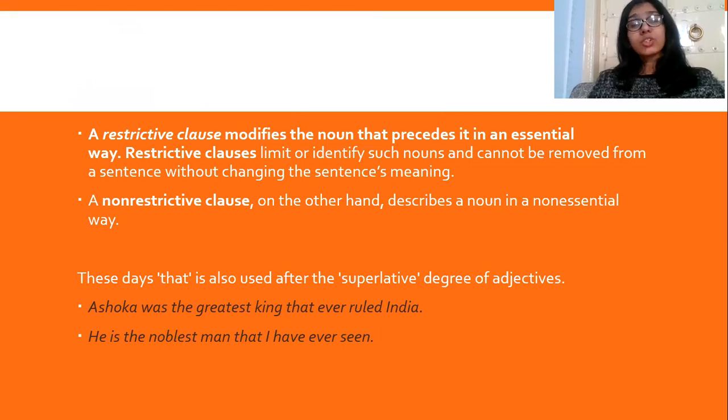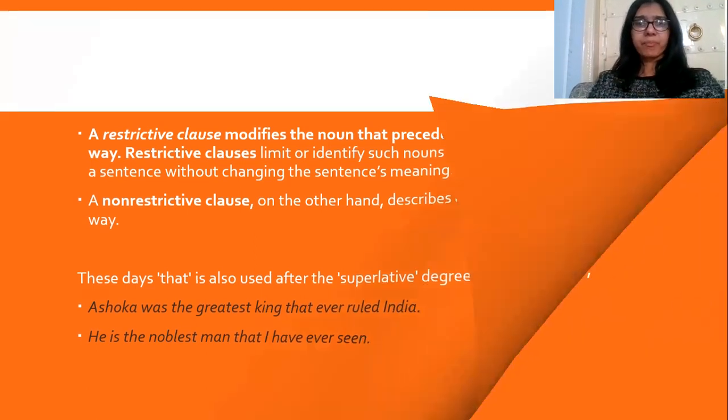These days, "that" is also used to refer to the superlative degree of adjectives. For example, when I say Ashoka was the greatest king that ever ruled India, we are referring to the superlative degree of the adjective greatest. He's the noblest man that I have ever seen. It's referring to noblest, the superlative degree of the adjective again.